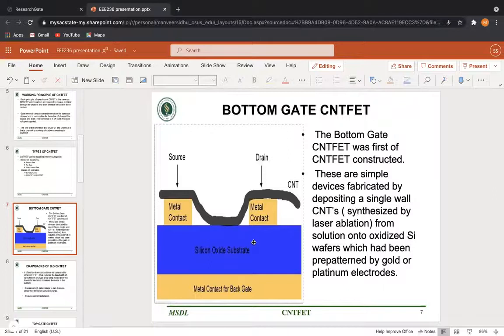So let's start with the bottom gate. The bottom gate CNTFET was the first CNTFET that was constructed. These are simple devices fabricated by depositing a single wall carbon nanotube between the source and drain, as we can see in this figure. These CNTs are fabricated by the process of laser ablation. This CNT behaves as a channel between the source and drain and is responsible for the movement of carriers from source to drain.